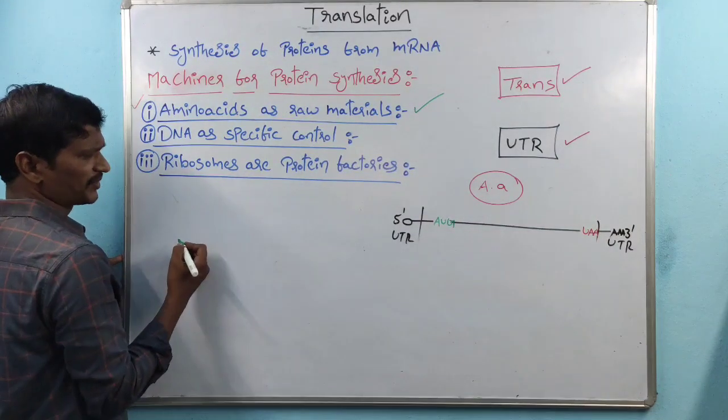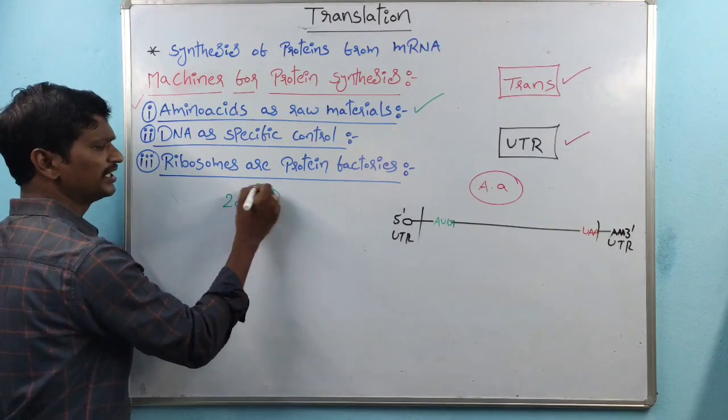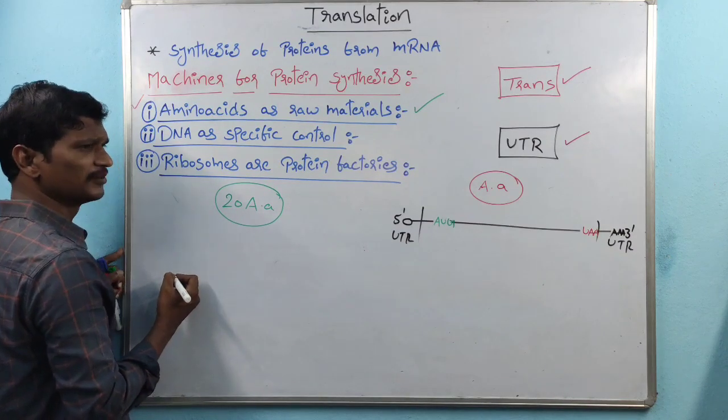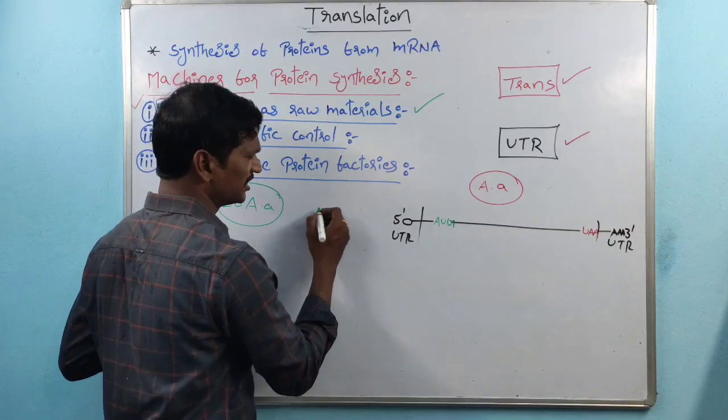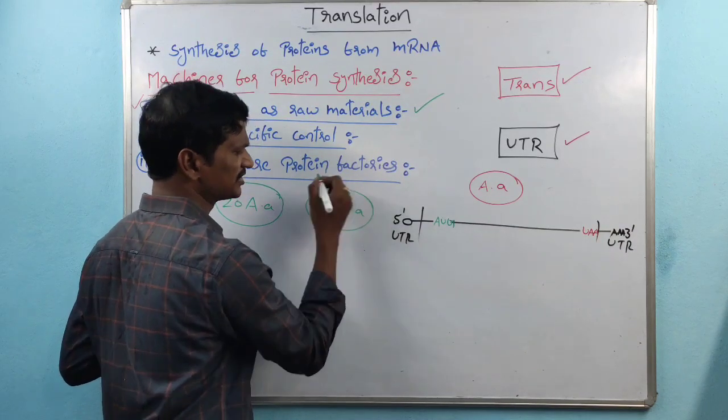According to NCERT, there are 20 types of amino acids. Generally, selenocysteine is the 21st amino acid, so generally 21 are there, right?